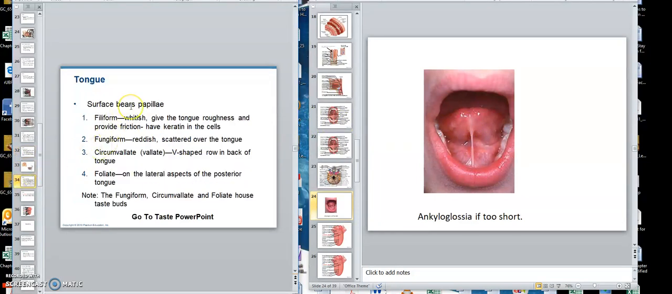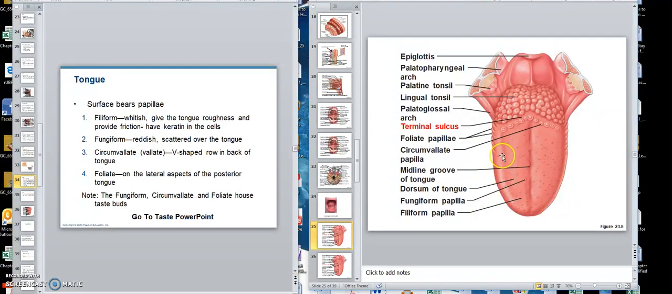The tongue has papillae on it. These are little raised areas on the tongue that do various things. They help with roughening the food, and they help with taste. Now, this terminal sulcus, this part of the tongue is in your mouth. This part behind here is in the oropharynx.